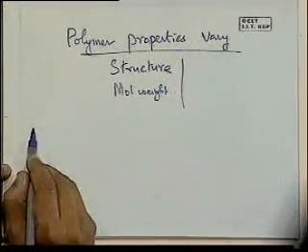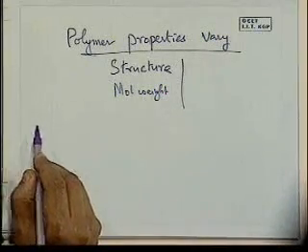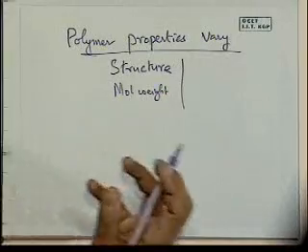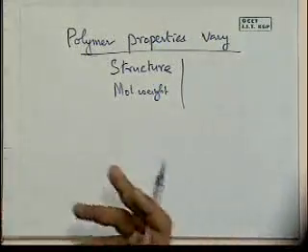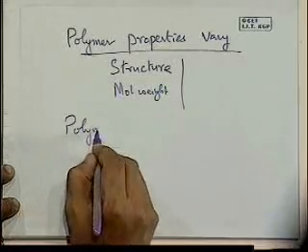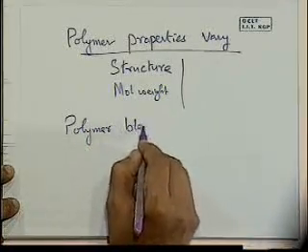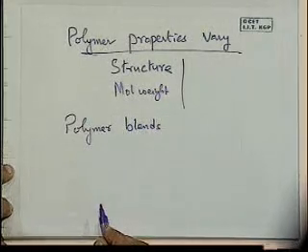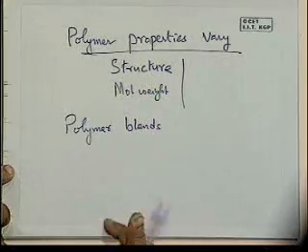Now it's possible also to create the equivalent of alloys. We take one metal in the metal world and mix it with another to create an alloy. You can also create polymer blends. Two polymers that you can combine together to blend.